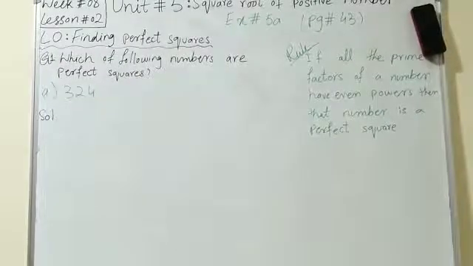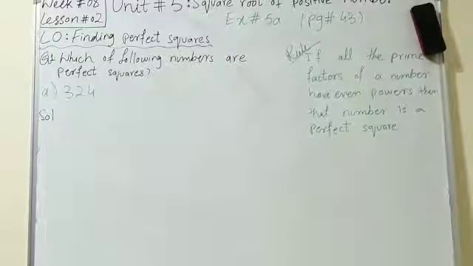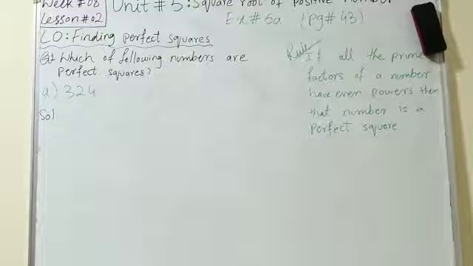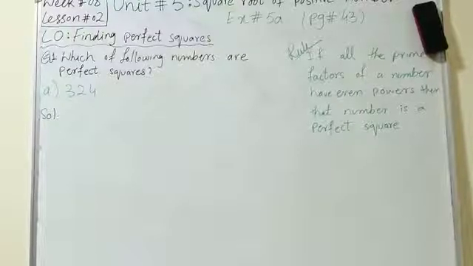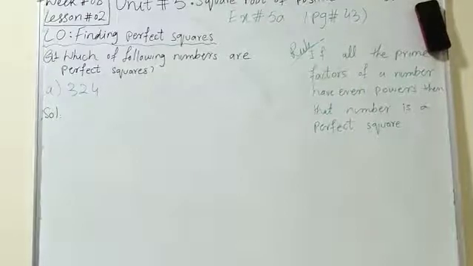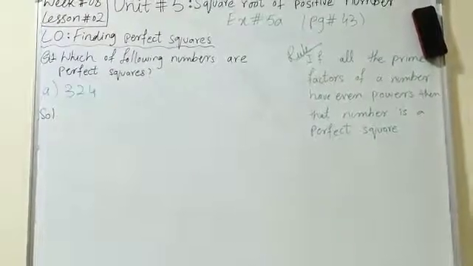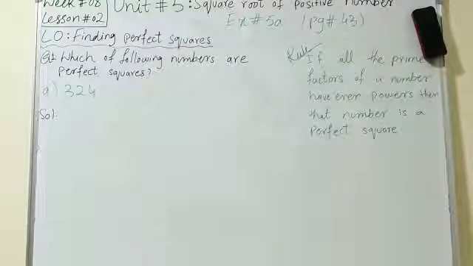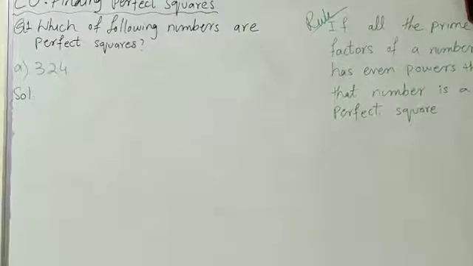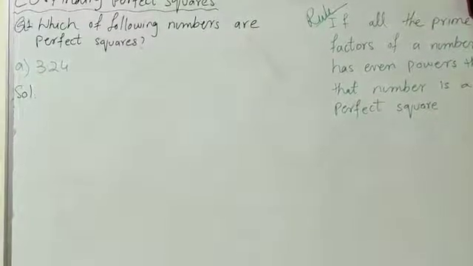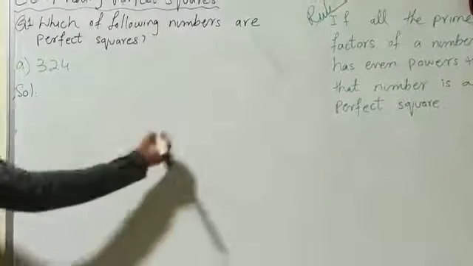So we are going to start exercise 5a, question number 1, part A. Our question is to find if the number is a perfect square or not. So the first part is 324. And we have a rule that if all the prime factors of a number have even powers, then the number is a perfect square. So for that we need to find the prime factors of 324.